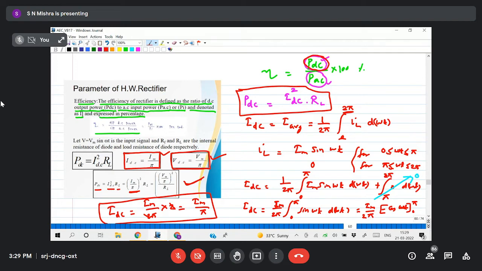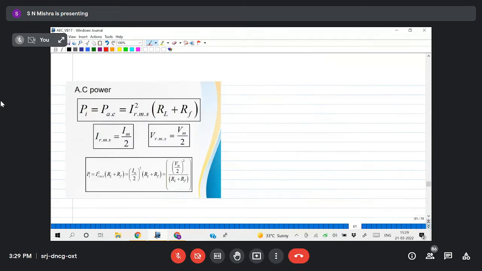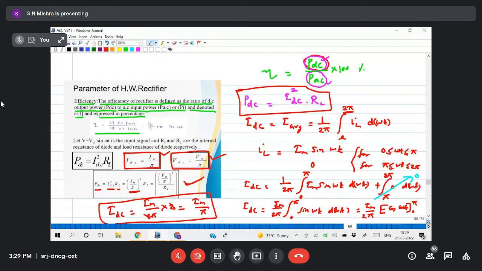Now we'll go for PAC. Have you written all these things? Because the derivation is not in the slide, so you write it here. Once you write, you inform me.